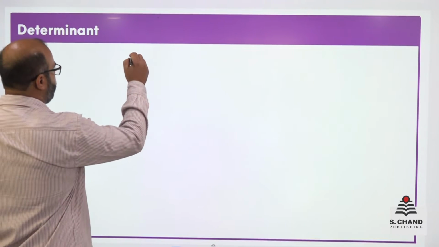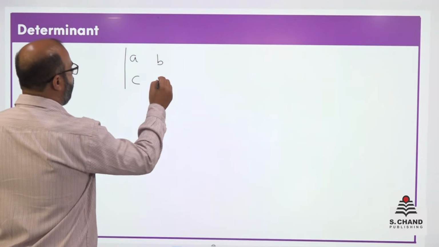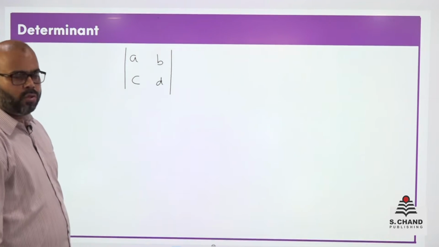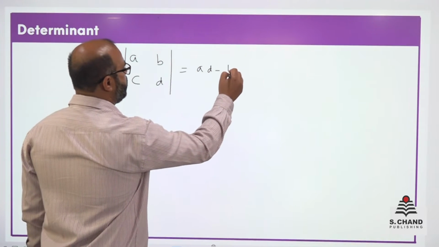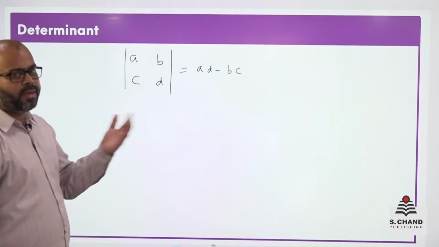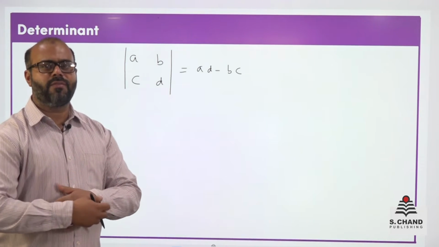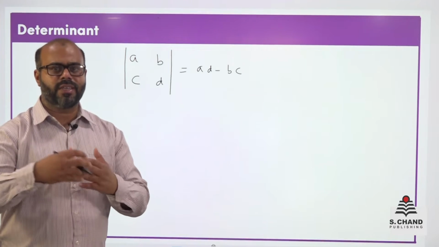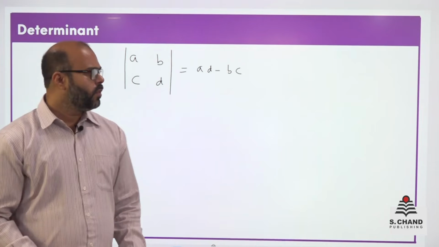So if we take a determinant like this of order 2 cross 2, then the value of this determinant is given as AD minus BC. This is how we get the value of a determinant of 2 cross 2. I am not going into the derivation of this determinant and its physical significance. I am giving you an overall idea.